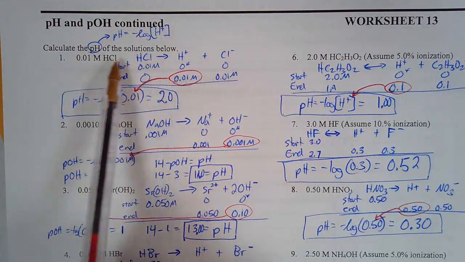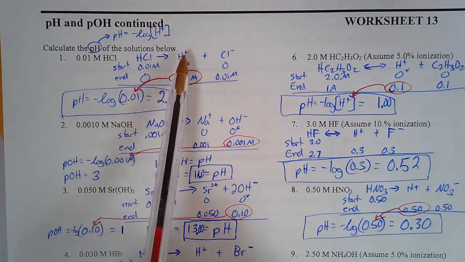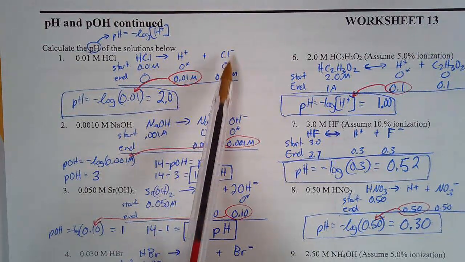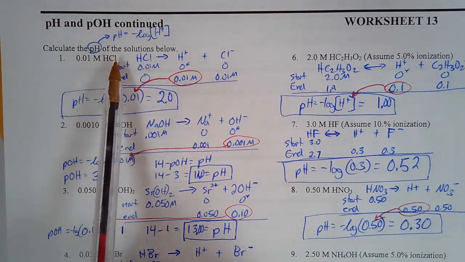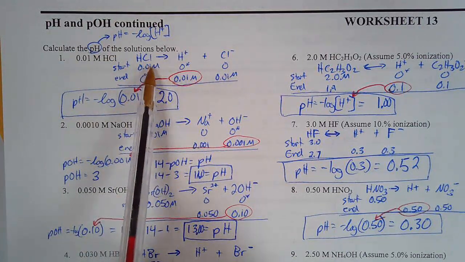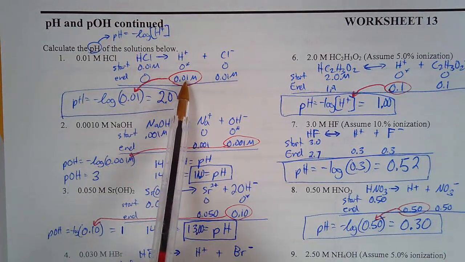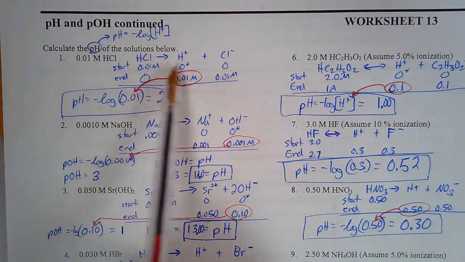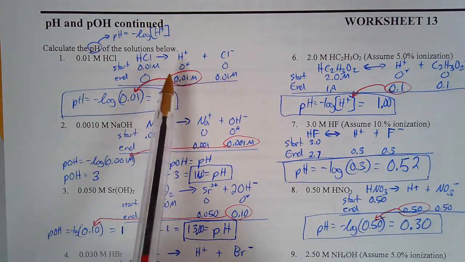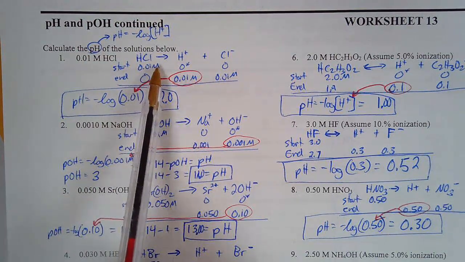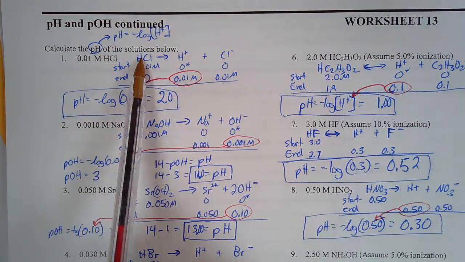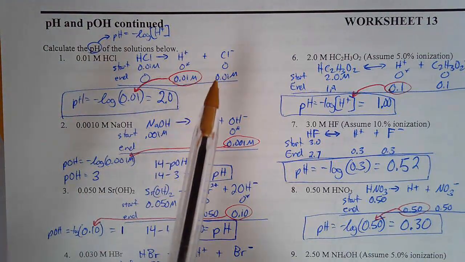So what I did is I went through and I wrote an equation for the formation of the solution. This one told me I was doing a hydrochloric acid solution. Hydrochloric acid, when it forms ions, forms hydrogen ions, which is what makes the solution acidic, and chloride ions. I know hydrochloric acid is a strong acid, so for every mole of hydrochloric acid I put in, I'm going to get a mole of hydrogen ions. I wrote out this little chart to show that. If I put in 0.01 molar hydrochloric acid, then I will form 0.01 molar hydrogen ions, because for every one hydrochloric acid molecule that goes in, I get one hydrogen ion.